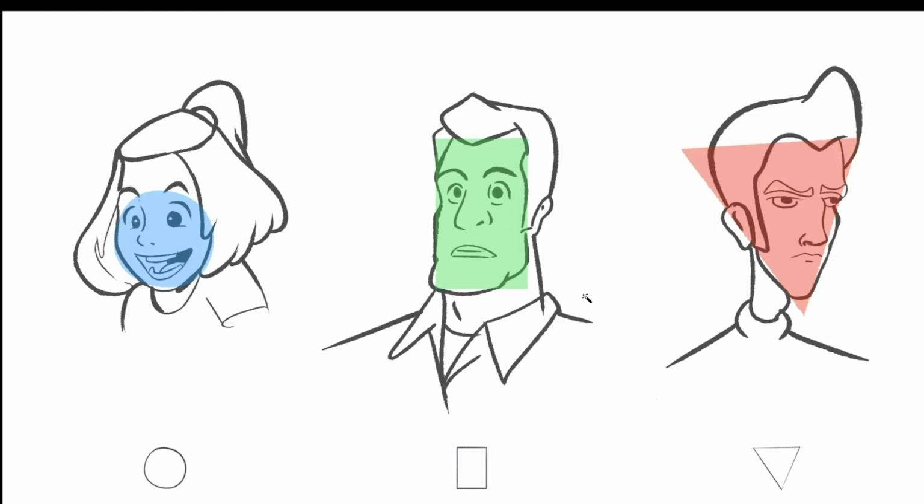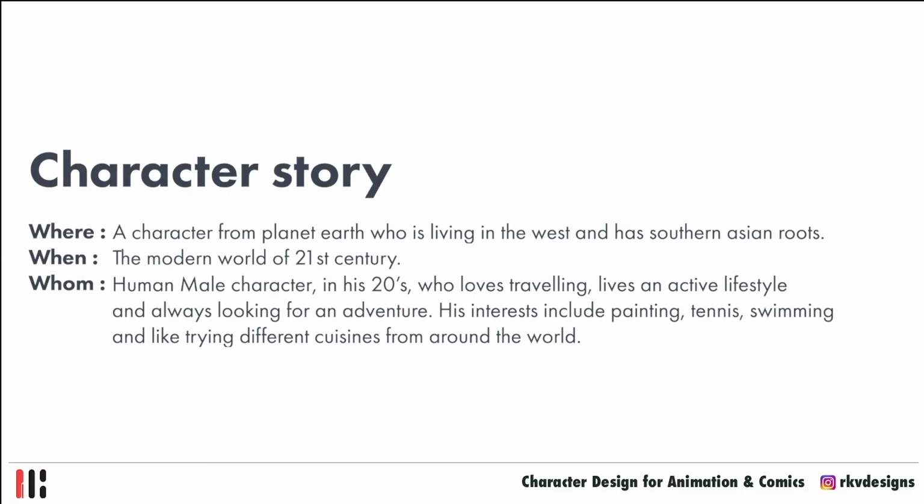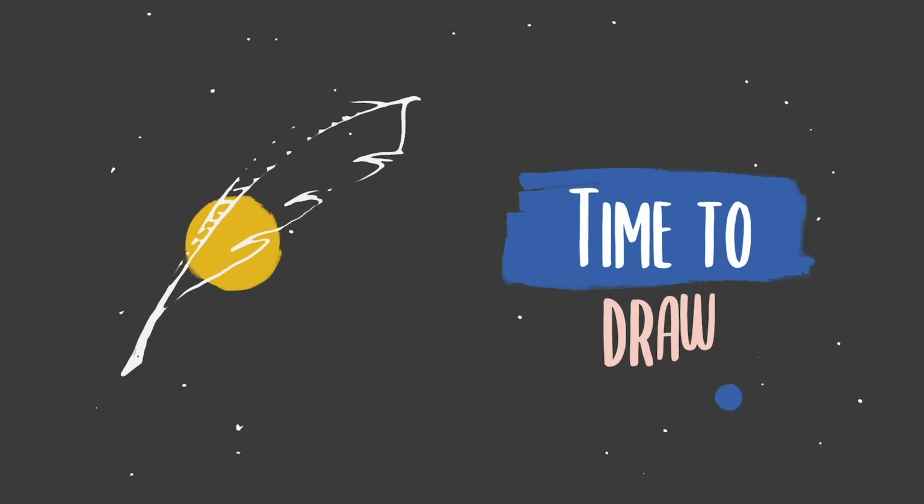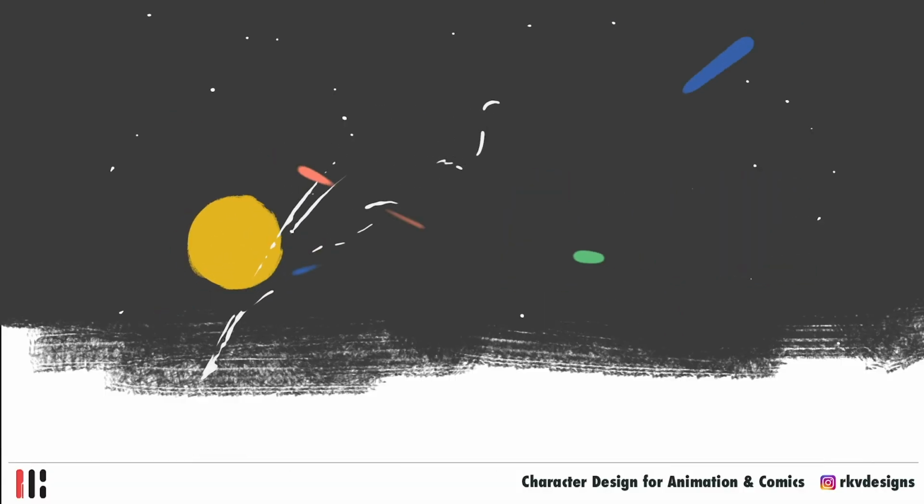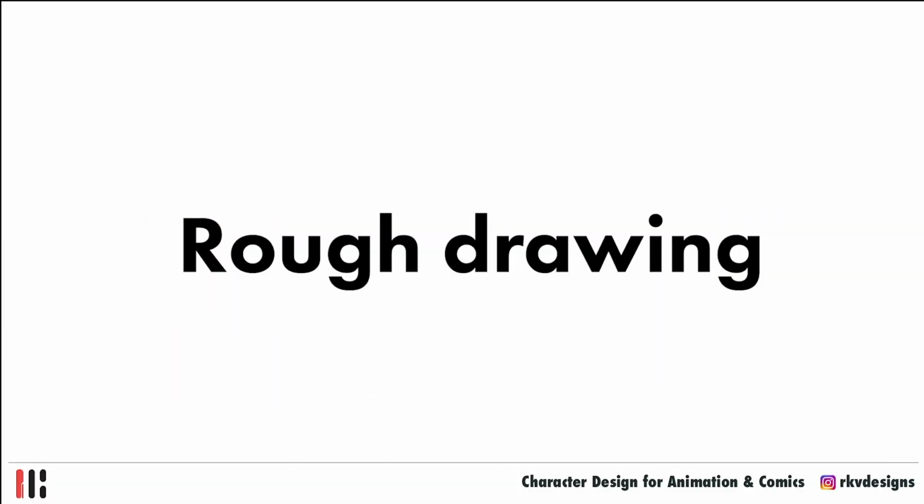Alright, now that we've seen some examples, let's use a story that we wrote in our previous lesson and use this shape language and try to come up with our own character. And for the second time in this lesson, it's time to draw again. Now keep in mind, the drawing you do in this step should not be the final one. It should be as rough as possible, and just try to convey these shapes into your character using your story.